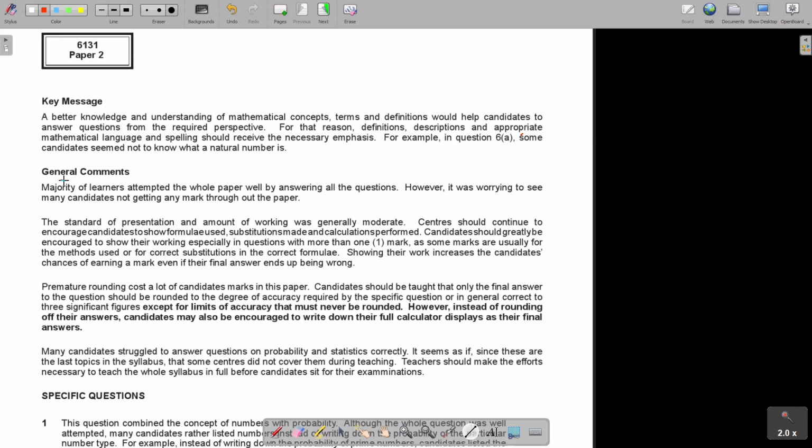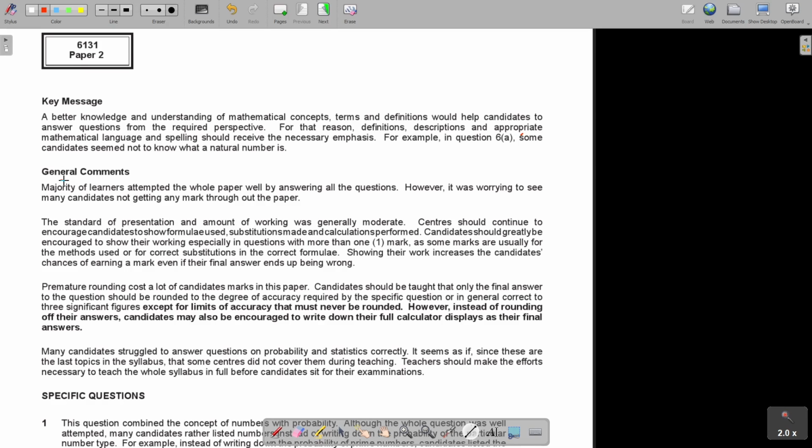Now, the general comments. Majority of learners attempt the whole paper well by answering all the questions. However, it was worrying to see many candidates not getting any mark throughout the paper. I think it was in the newspapers that a lot of people got 0. So it's almost like you just gave up. So please don't do that. Even try, focus, not just leave it. Even if you just get a few marks in life, you must always try your best, doesn't matter what the outcome will be.